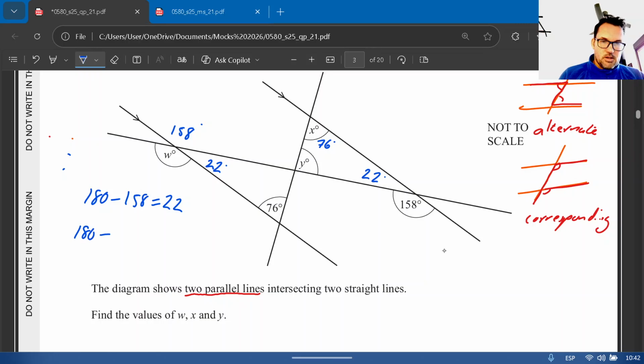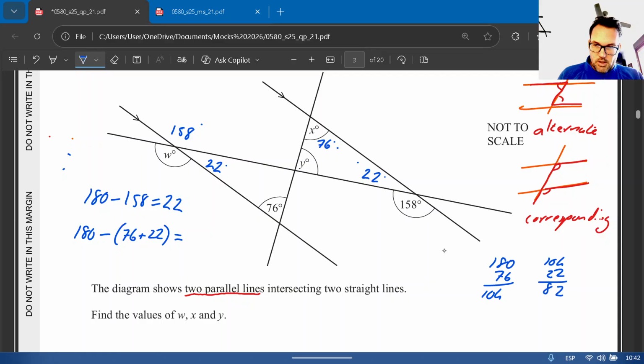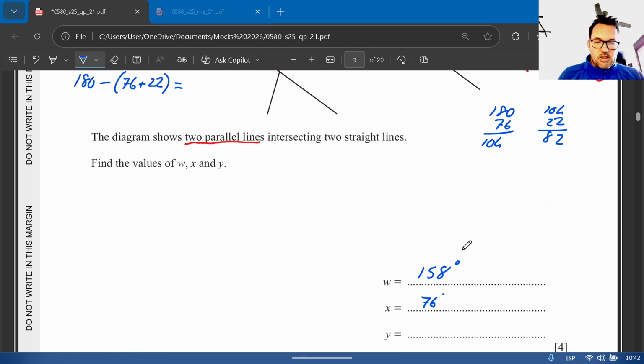180 minus these two angles, which is 76 and 22. Make sure you get your mental maths correct, since this is non-calculator, but that's easy. 180 minus 76 being 104. Do 104 minus 22. 4 minus 2 is, of course, 2. 10 minus 2 is 8. So y is 82. Don't make any silly mistakes with the calculations.